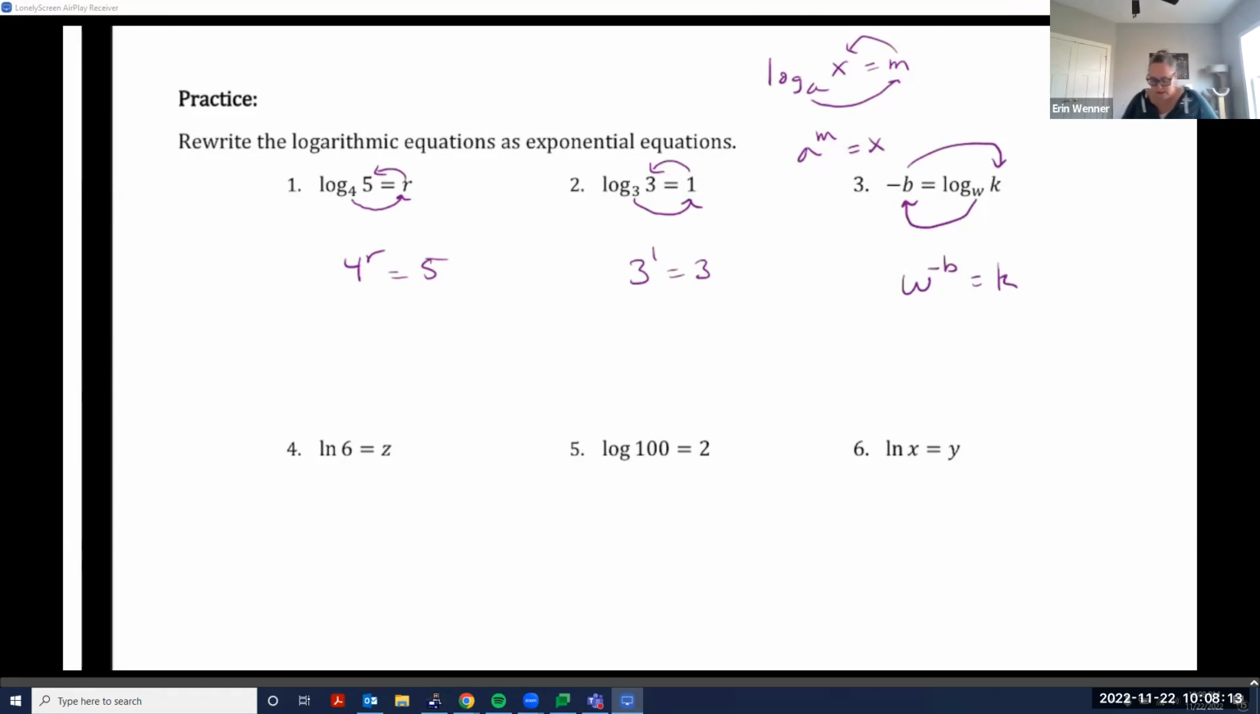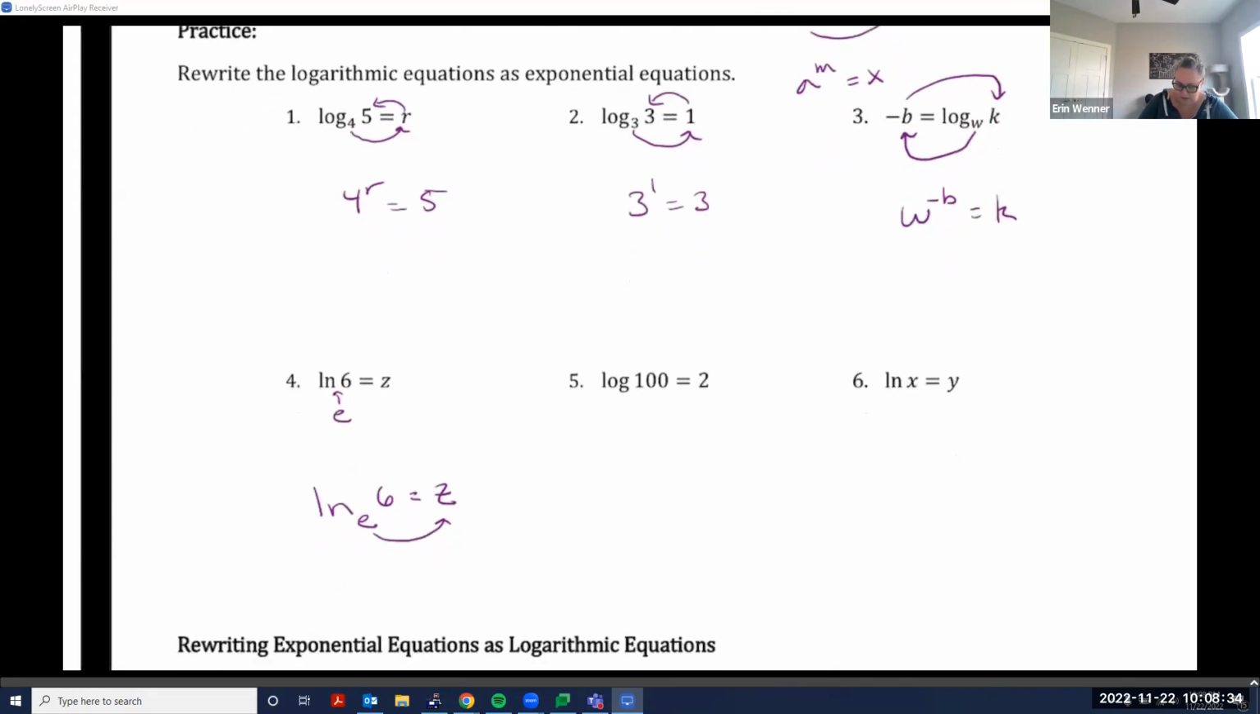Numbers 4, 5, and 6 look a little weird because there's not a base number written there. But remember, ln has an assumed base e. So we've got ln base e of 6 equals z. With this, we're just going to go e to the z. I know this seems like a whole bunch of variables, but remember, e is not a variable, e is a number. So e to the z equals 6.